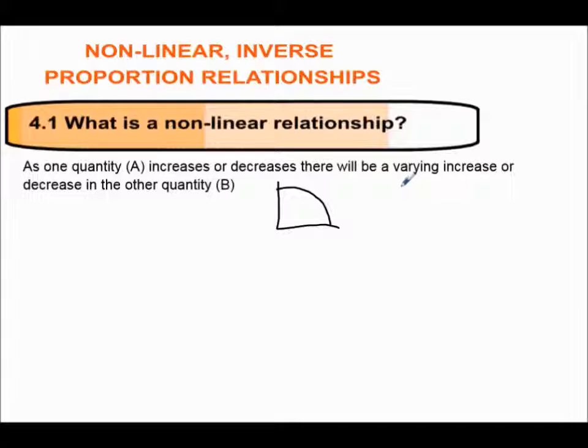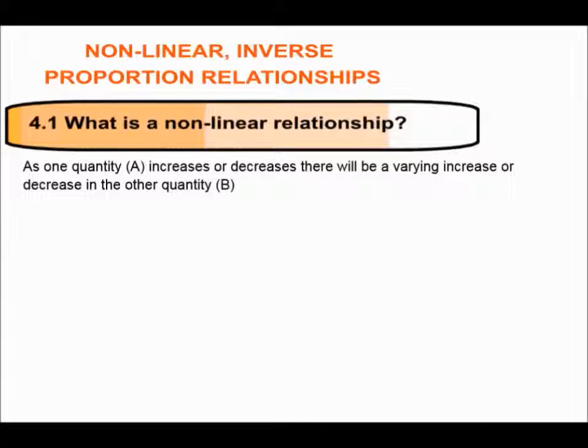Another one is throwing a ball into the air. We throw it up, it reaches its ultimate point and comes down again. So this is increasing and decreasing. So both of these are nonlinear relationships. They do not have a line graph, a straight line graph.